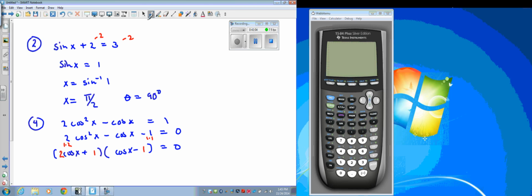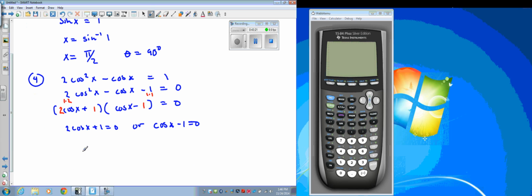Now what you do with that is, in algebra it says you take each factor and set it equal to 0, right? And then you solve that. So this says 2 cosine x equals minus 1, so cosine x equals a negative 1/2. Now, this is what you're asking, cosine inverse of a negative 1/2.